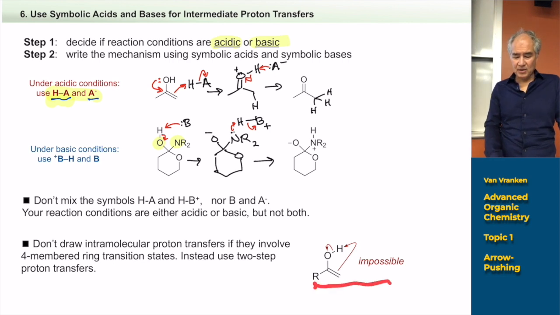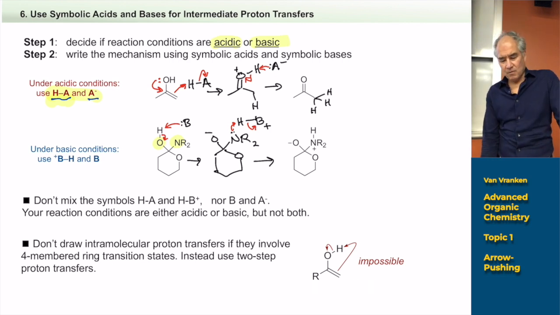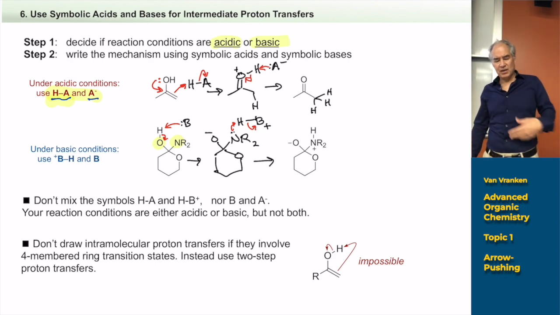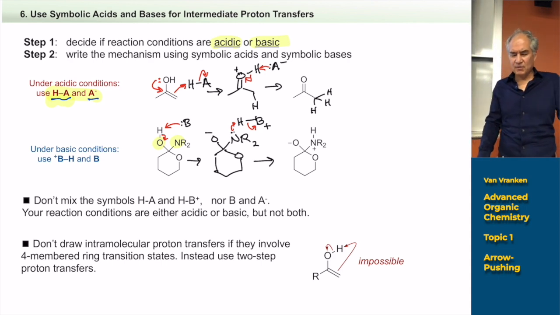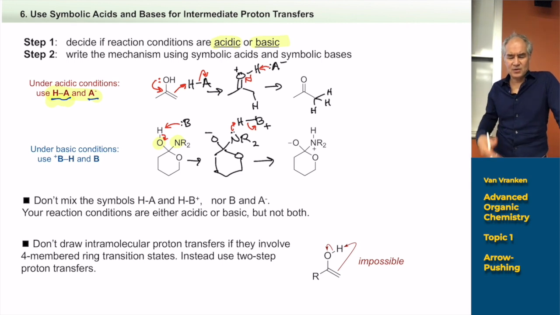This is impossible. It violates the concept of orbital symmetry, the quantum mechanical concept of orbital symmetry. We may get to that later when we talk about pericyclic processes, why this 1-3 shift is not allowed by pericyclic selection rules. So again, we're going to be doing a lot of proton transfers in this class. It is the most common type of mechanistic step when you do arrow pushing mechanisms for polar reactions.